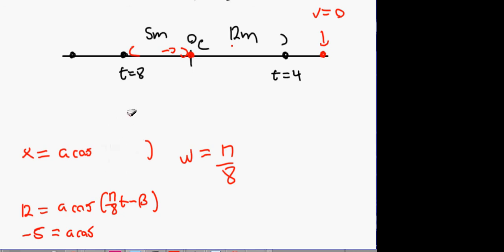Okay. And then this one here is t equals 8. So 8 times pi over 8, just pi, isn't it? And this one here is going to be pi over 2. Now guys, look at these two formulas. Now what's the problem still at the moment?